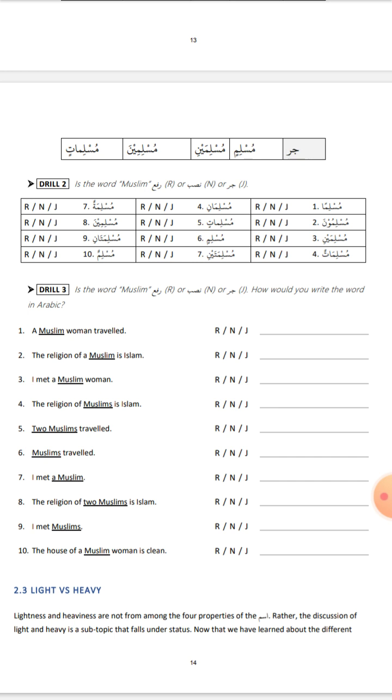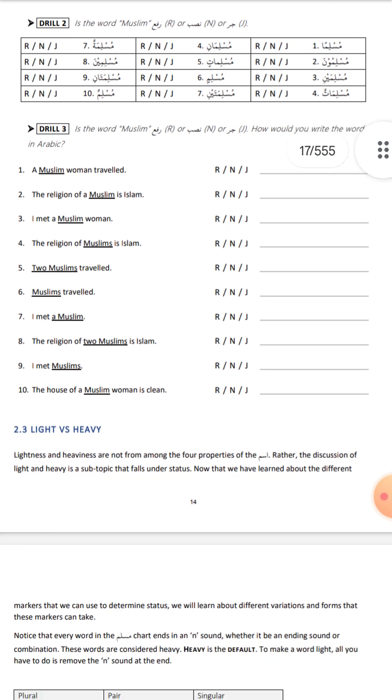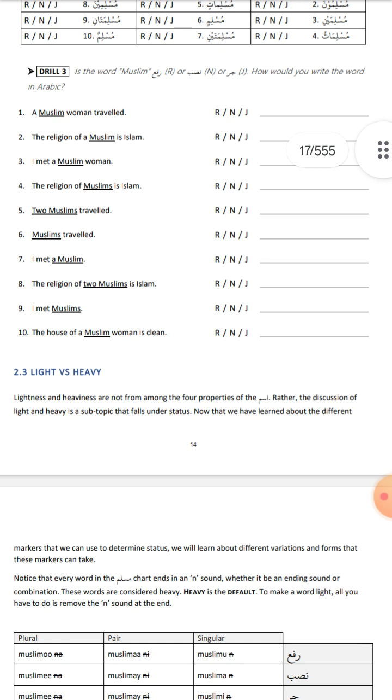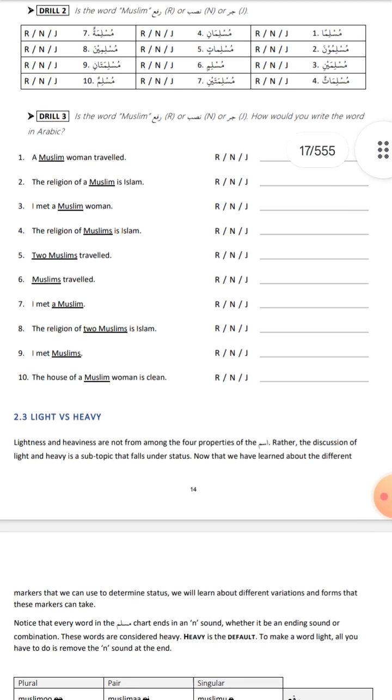Drill three is the word Muslim. Rafa, nasb, jar. How would you write the word in Arabic? A Muslim woman traveler. The religion of a Muslim is Islam. I met a Muslim woman. The religion of Muslims is Islam. Two Muslims traveled. Muslims traveled. I met a Muslim. The religion of two Muslims is Islam. I met Muslims. The house of the Muslim woman is clean. Thank you.